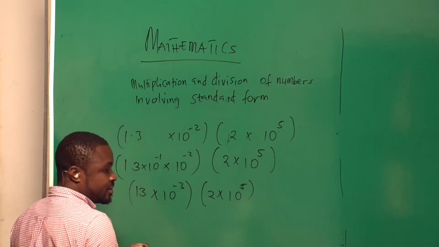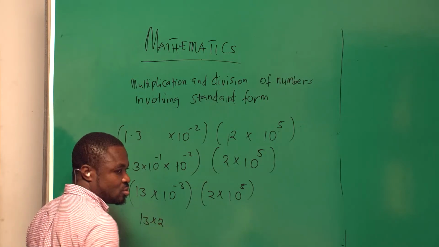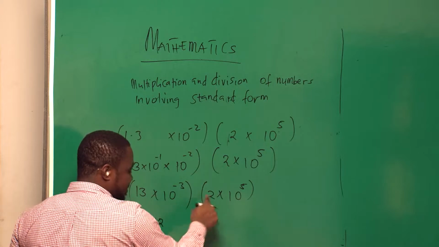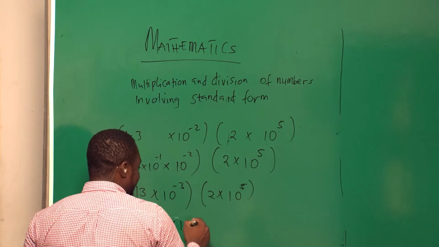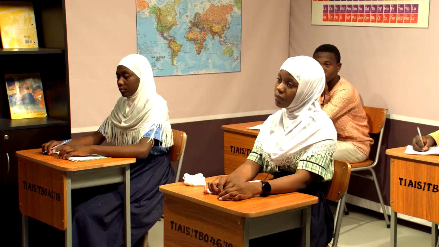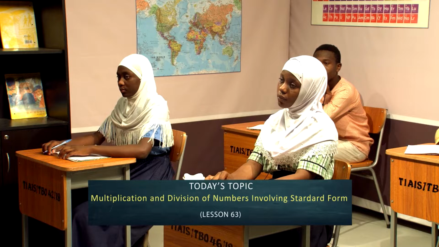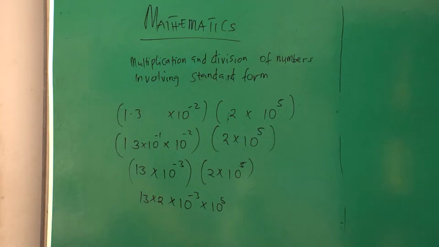So from here, you can now multiply your 13 by what? 2. Multiply 13 by 2 and also multiply 10 exponent negative 3 by 10 exponent 5. Any questions? So you can simplify and get to the final step where we are having 13 times 2 times 10 exponent negative 3 times 10 exponent 5. Ask for any questions. You are okay. Richard, are you fine?